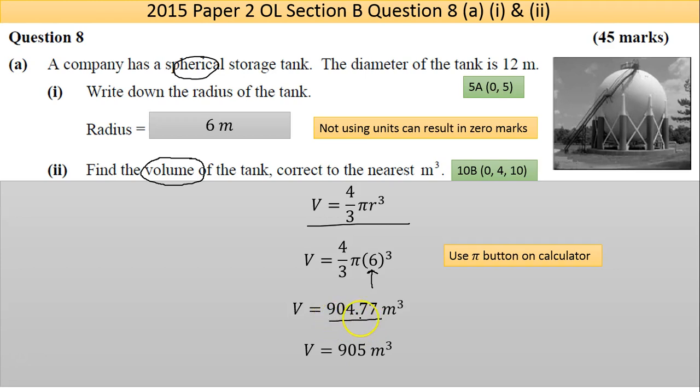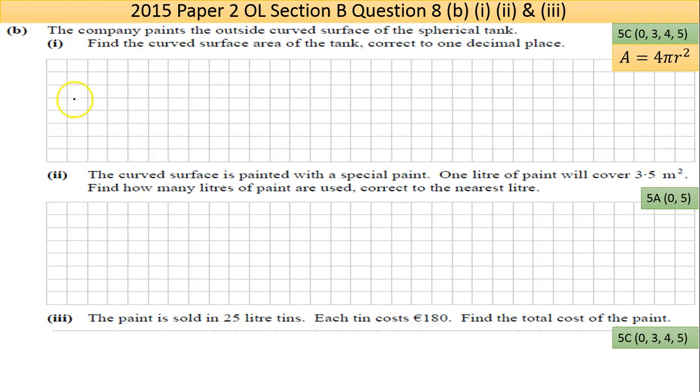So 904.7. You look at the last digit prior to where you're rounding to. 7 is greater than 5, so it rounds up to 905 meters cubed. Remember, area is meters squared. Volume is always meters cubed. That's part A. Now we're looking here at question 8, part B.